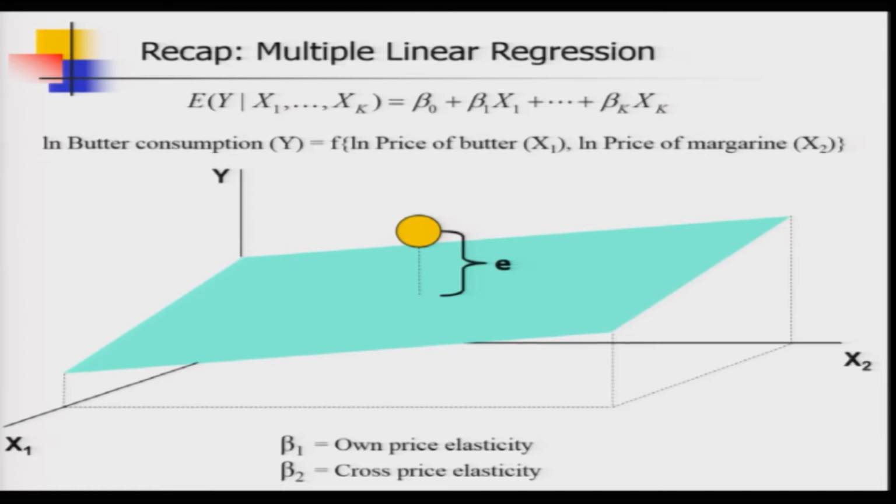And beta 2 gives me a measure of cross price elasticity. So, it tells me that if there is a 1% change in the price of margarine, then by what percent my butter consumption is expected to change. And note that this cross price elasticity theoretically can take two types of values, positive and negative. Here, as we are dealing with a substitute commodity like margarine, we are going to expect a positive number for beta 2.